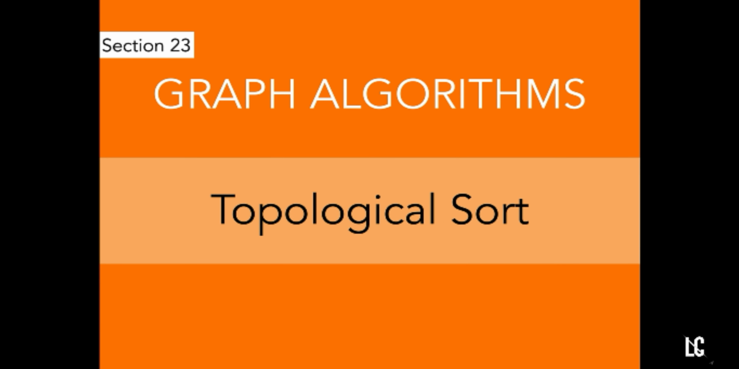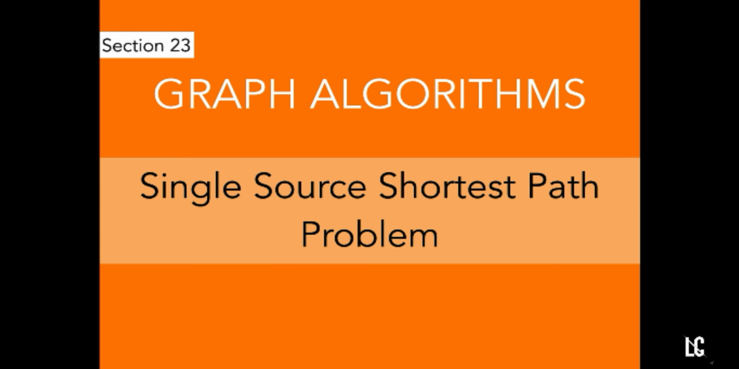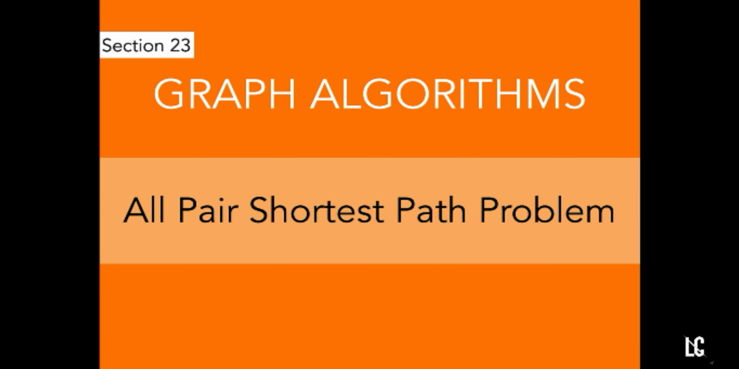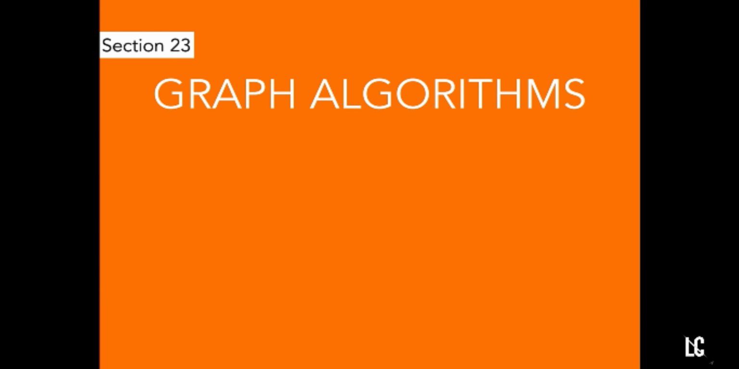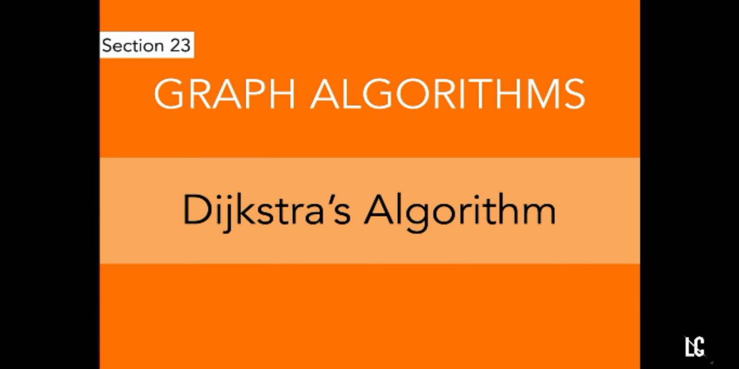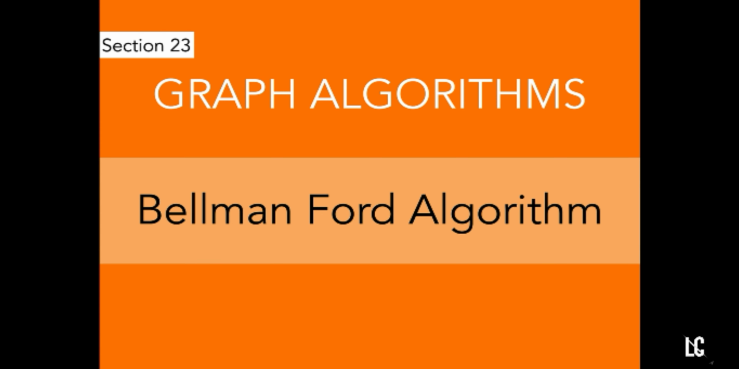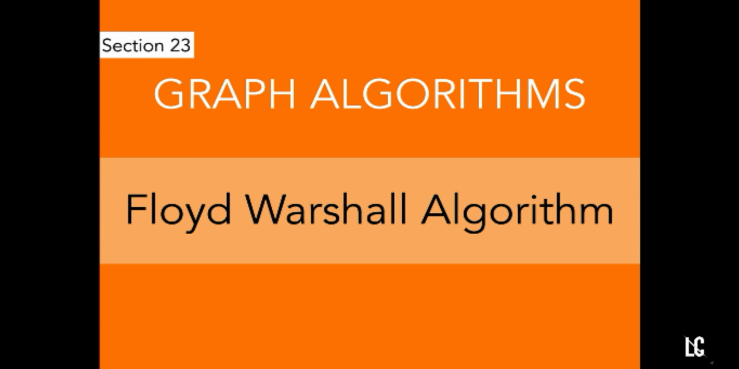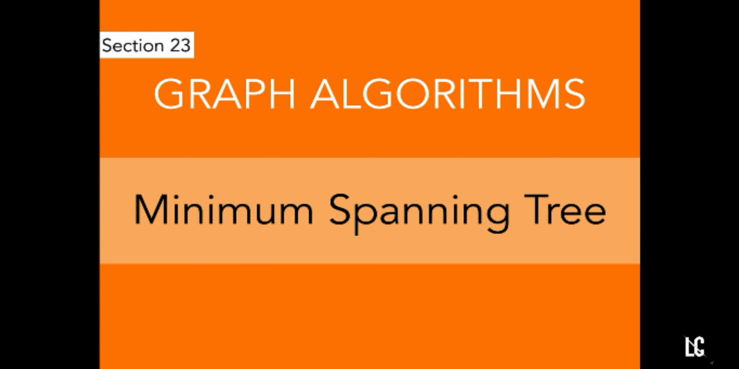Then from here, we will continue to solve problems like the single source shortest path problem and the all pair shortest path problem. So we will solve these problems using 4 different algorithms such as breadth first search, Dijkstra's algorithm, Bellman-Ford algorithm, and Floyd-Warshall algorithm. And we will also talk about why we cannot use depth first search algorithm for these problems over here.